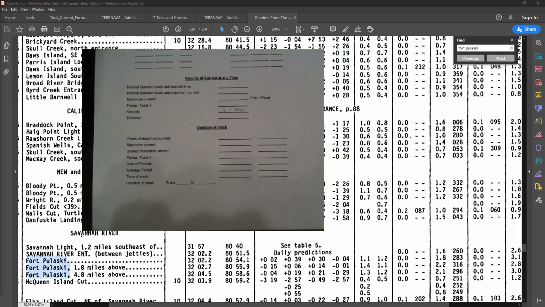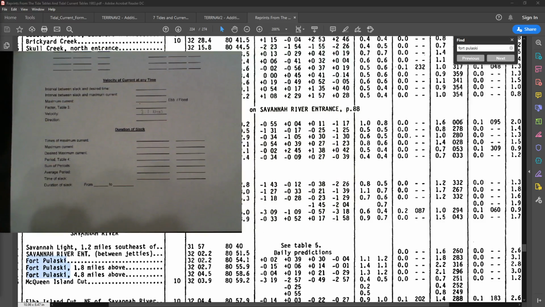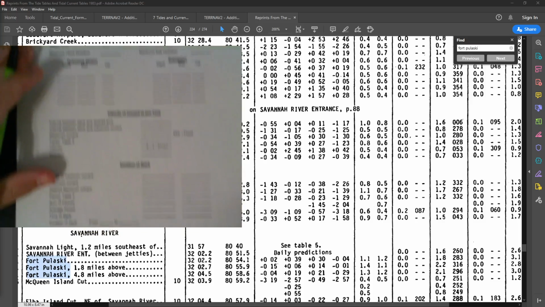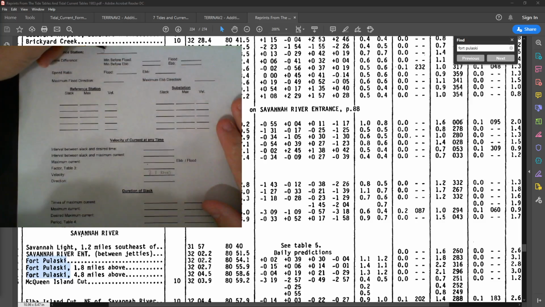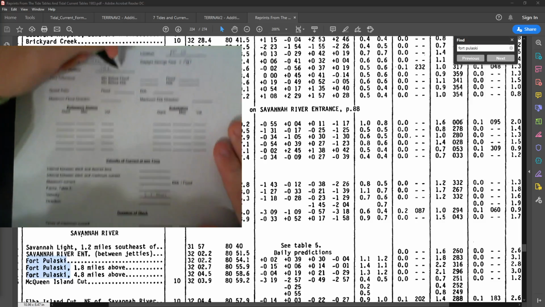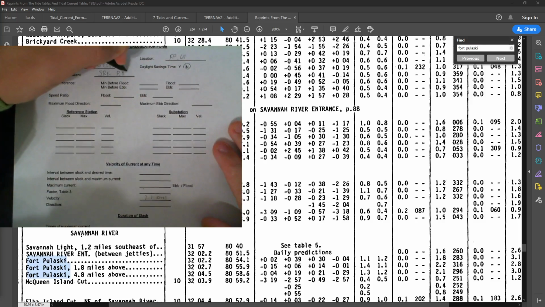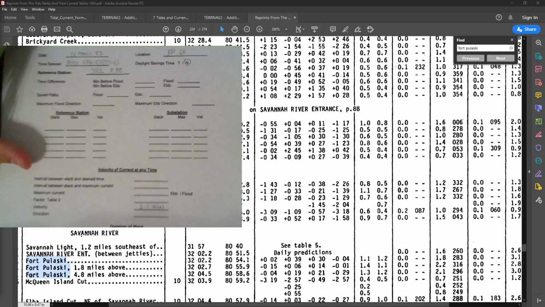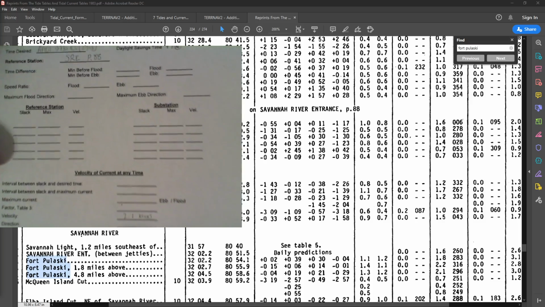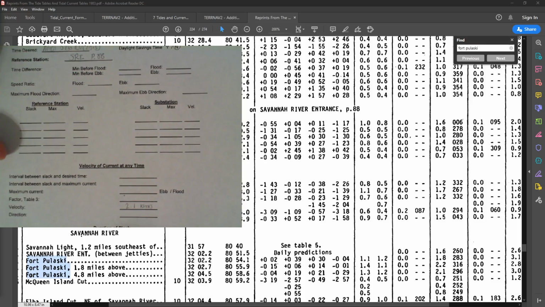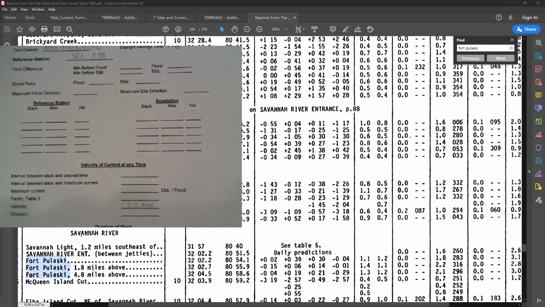Now I'm going to keep my camera here, but I'll show you the reference station is Savannah River Entrance, which I'm going to abbreviate to Savannah River Entrance on page 88. And zoom in just a little bit. Alrighty. Now we're not using 1.8 miles above or 4.8 miles above. So we're going to be using this line right here. So let's just highlight that so we don't get confused with the other ones.